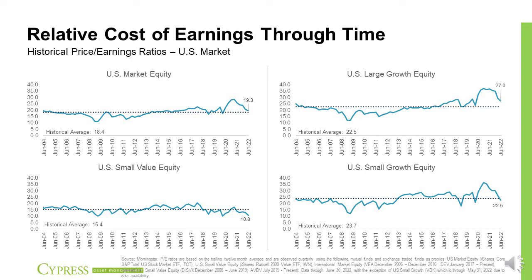Small value, on the other hand, even with the rebound in the last 2 years, still has a PE ratio under 11, and under the average over the last 18 years. Although many investors may be interested in chasing returns of large growth companies, we would point to these valuation charts as one reason to stay the course in a diversified portfolio tilted to small, relatively inexpensive companies.